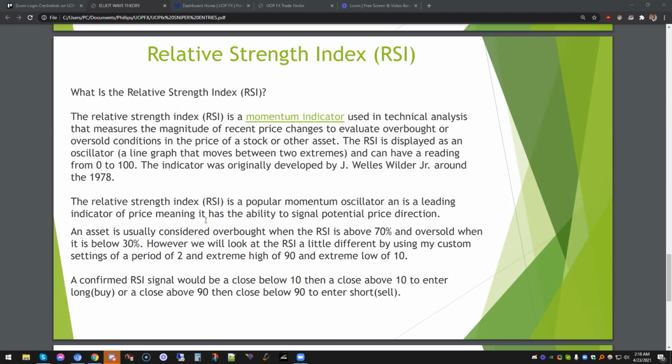Any questions so far as it relates to the RSI? It's a very simple indicator, nothing much to it. You just need to understand the settings, okay?